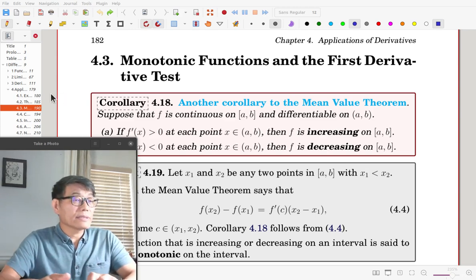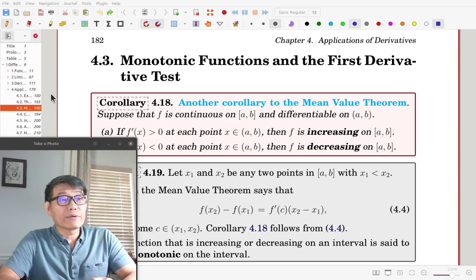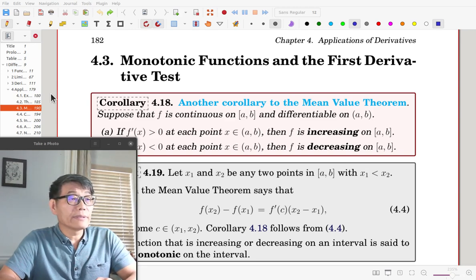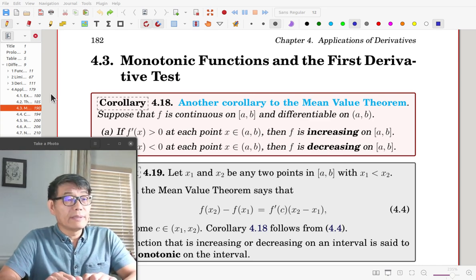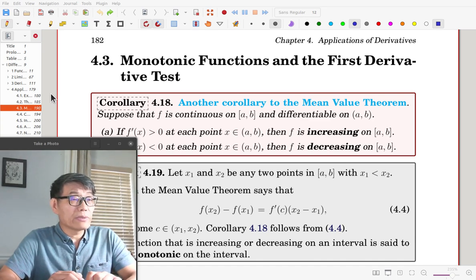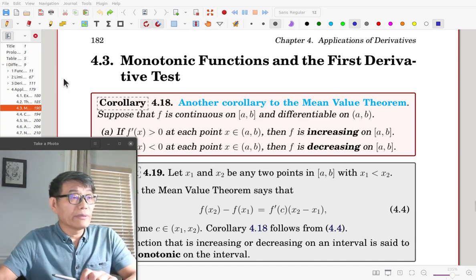Hi, it is section 4.3, monotonic functions and the first derivative test. This section is part of curve sketching. In the next section, we'll consider curve sketching more systematically. In this section, we'll study basic mathematical principles for that. Let's begin with another consequence of the mean value theorem.